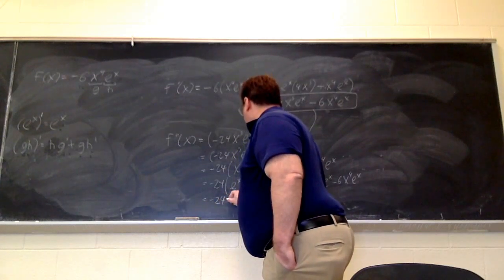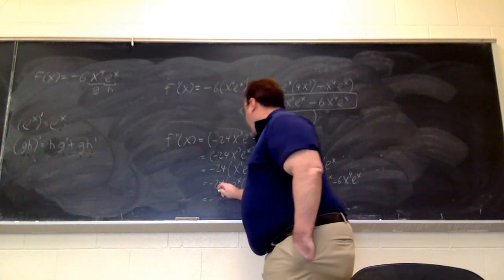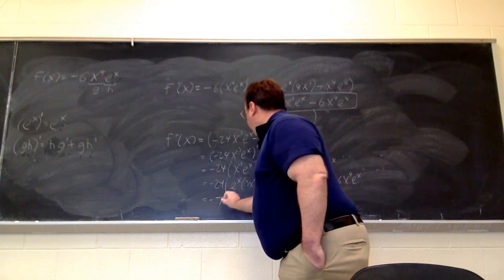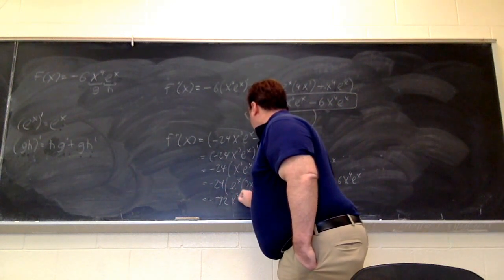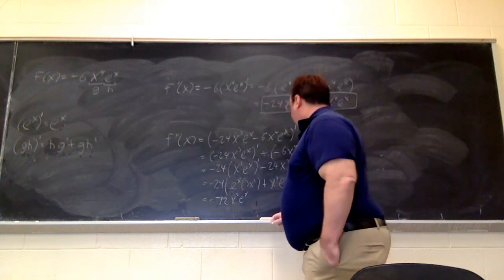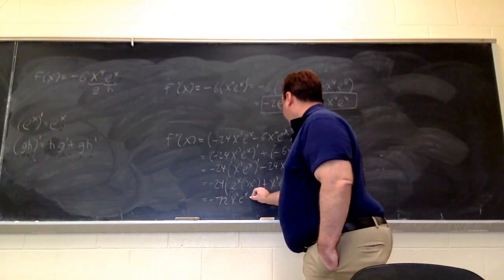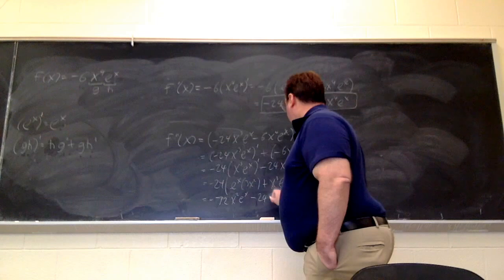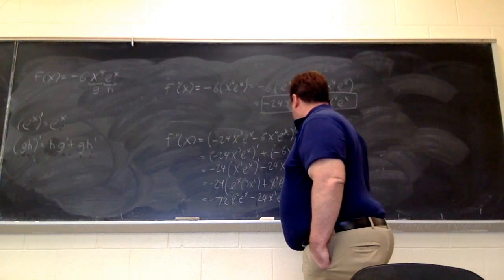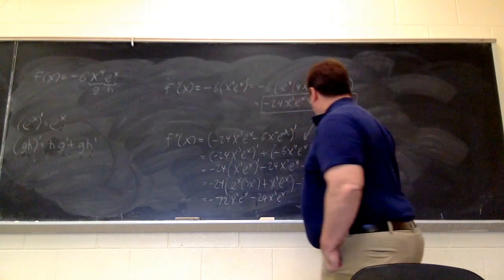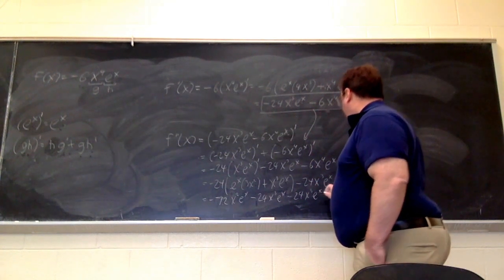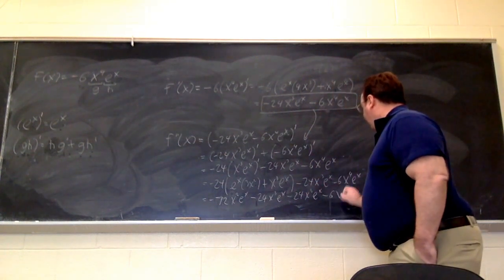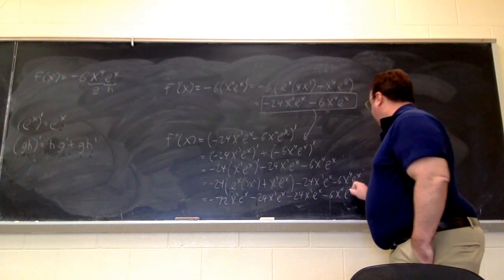Okay, so now I'm going to distribute the minus 24 through all of this. So minus 24 times 3 is minus 72. And then I have x squared e to the x. And then I have minus 24 x cubed e to the x. And then I have minus 24 x cubed e to the x again. And then minus 6 x to the fourth e to the x.